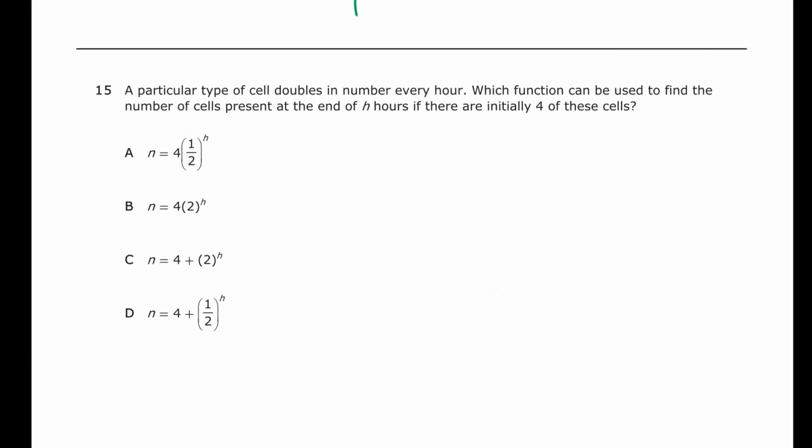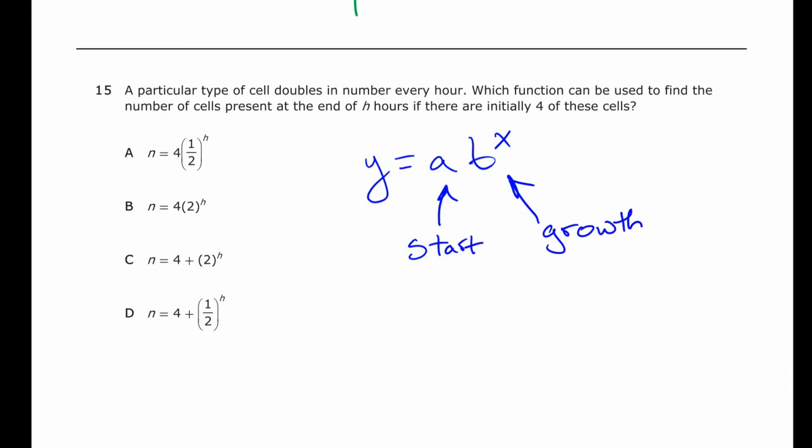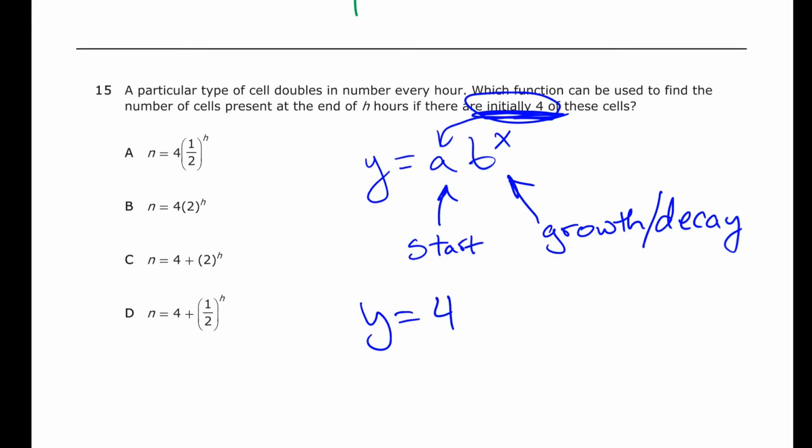Next, we have an exponential function. Exponential functions are very easy as long as you know the formula. y equals a times b to the x power. a is our starting value or initial value, and b is the growth or decay rate. So let's look at these. It's saying that there are initially 4, so the 4 should be in this first part, y equals 4. And how much does it say that it is growing by? Well, it says that it doubles, so that means we would have a 2 in the parentheses. So which one matches? B.